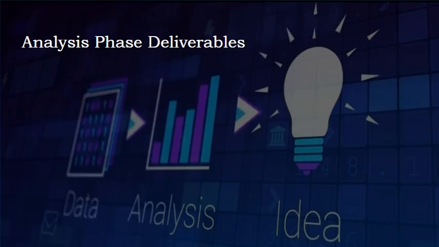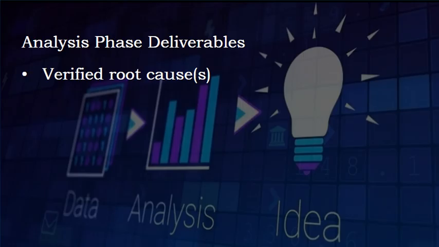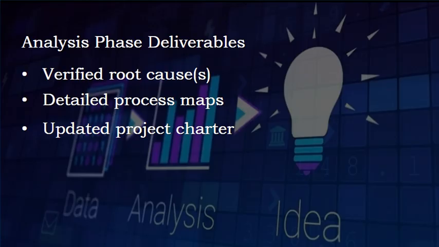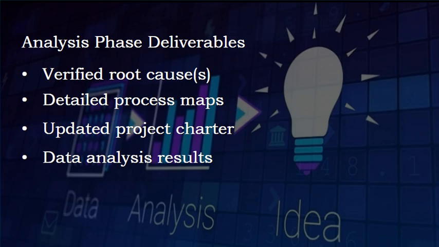The key deliverables are: verified root causes, a validated list of the true causes of the problem; detailed process maps, updated maps highlighting bottlenecks and inefficiencies; updated project charter, revised based on new insights; and data analysis results, charts, graphs, and statistical tests supporting the findings. The analyze phase is considered the heart and soul of the DMAIC process, as it directly leads to the development of solutions in the subsequent improve phase.